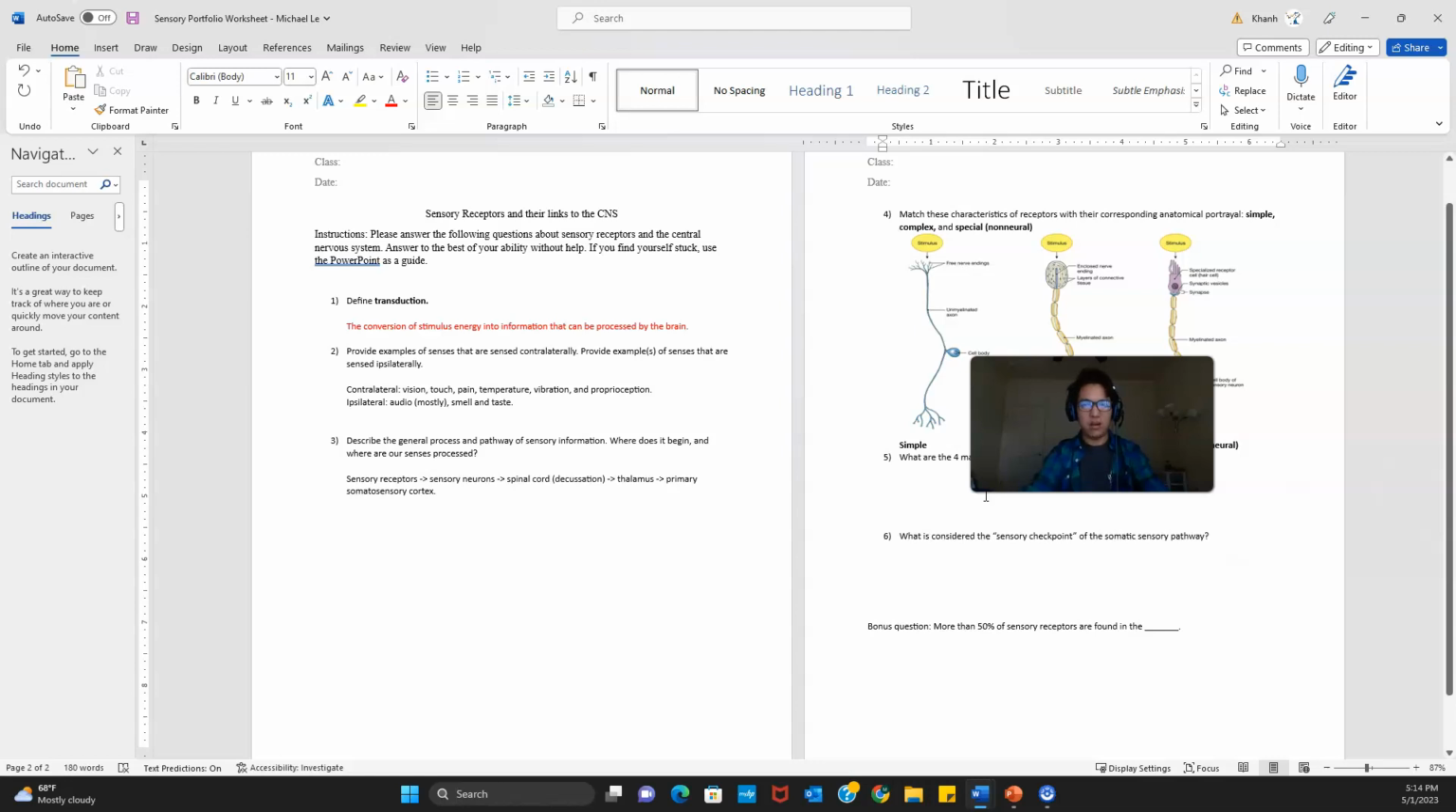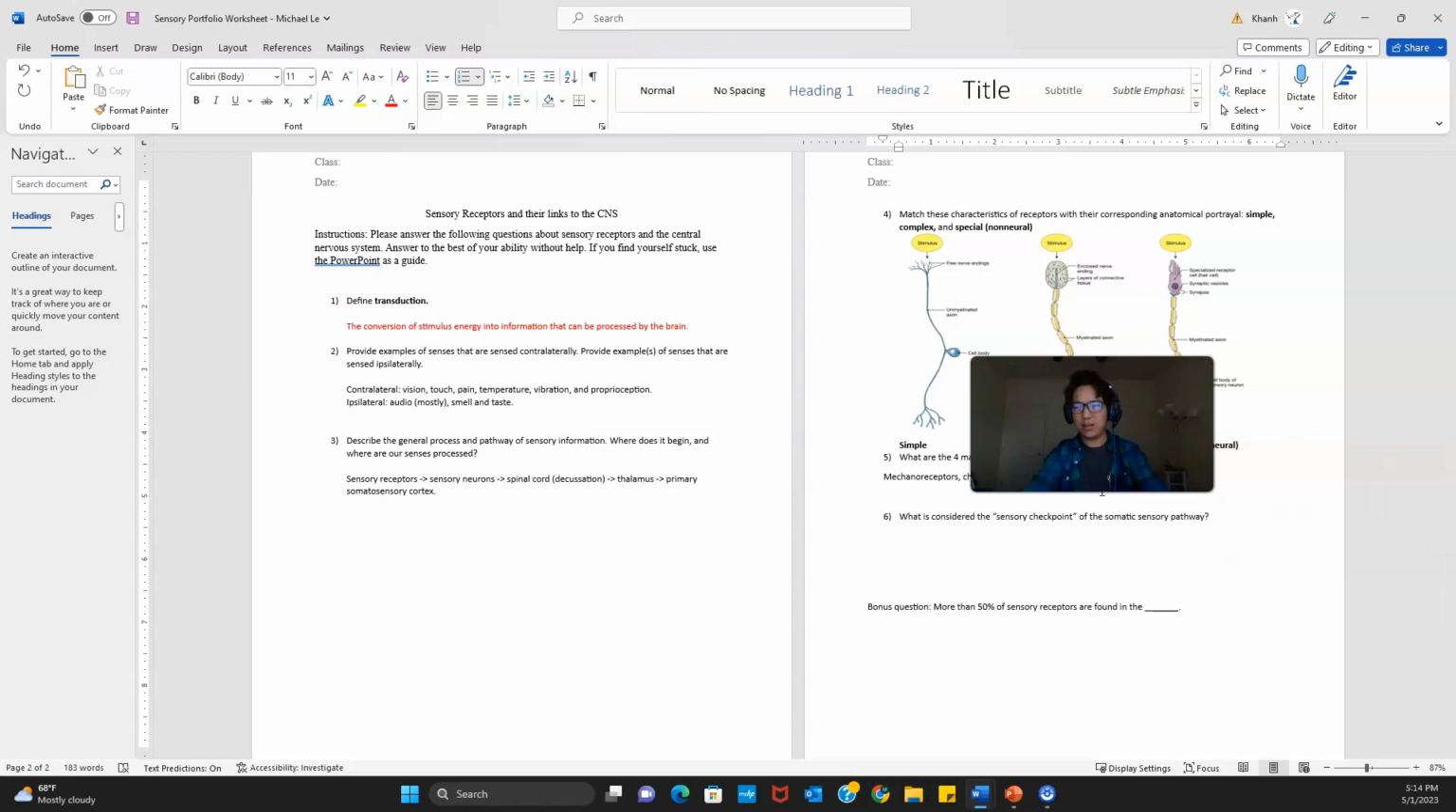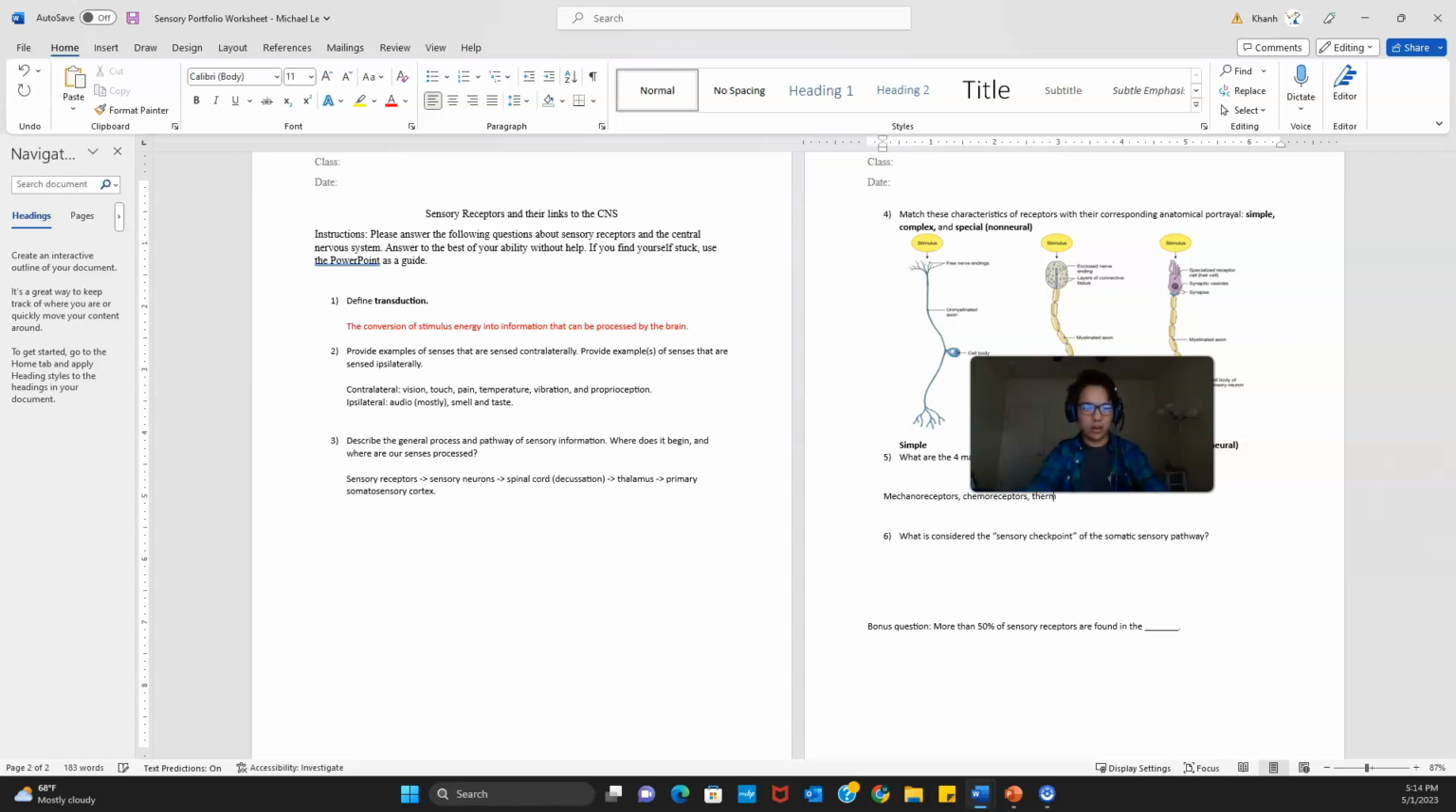What are the four main types of sensory receptors? Of course, these are mechanoreceptors, chemoreceptors, thermoreceptors, and photoreceptors. What is considered the sensory checkpoint? That's easy. That's the thalamus. And finally, more than 50% of receptors are found in what? That would be the eyes.